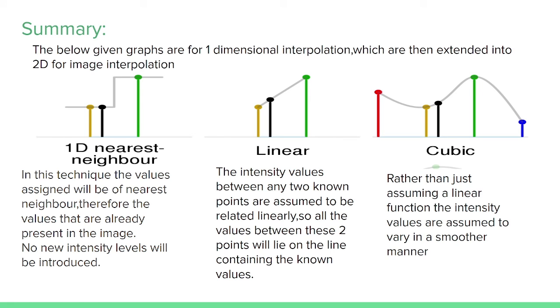Let us have a look at all three methods. This is for 1D, which can further be extended to 2D too. In nearest neighbor, we never introduce new intensity values. Whatever the existing intensity values are, only those are copied and pasted. In linear interpolation, we relate them linearly, so a few intensity values are newly introduced. And in bicubic, these intensity values are further smoothened out and introduced over here.